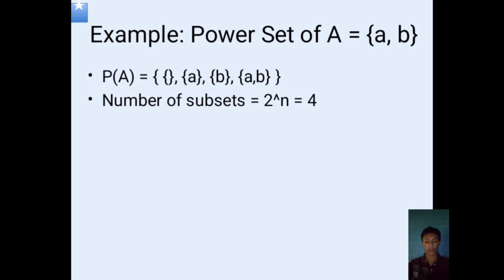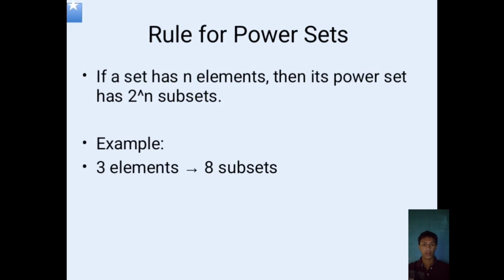So it is composed of four subsets. So what is the rule for power sets? If a set has n elements, then its power set has 2 to the power n subsets. Our n here represents the number of elements in the given set. So we can now know how many subsets a set has when we apply this formula, which is 2^n, where n is the number of elements.